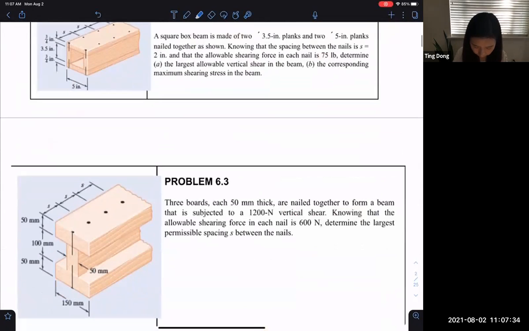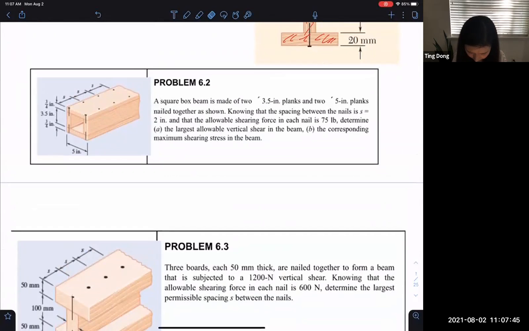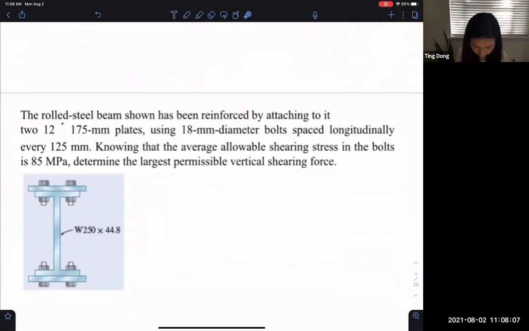So you can see, determine the largest possible, oh, sorry, not this one. Here, the largest allowable vertical shear in the beam. This one asks you what V is. It gives the allowable shear force in each nail as 75 pounds. And also we have this one, the largest permissible vertical shear force, same problem.